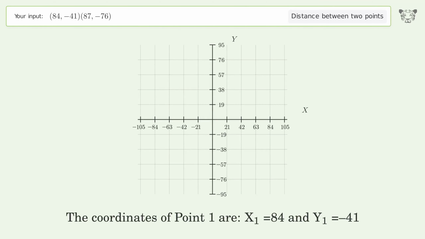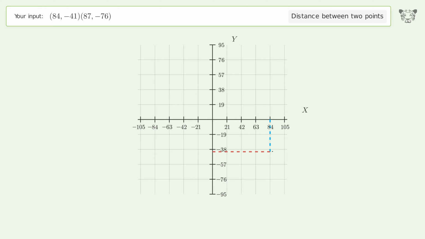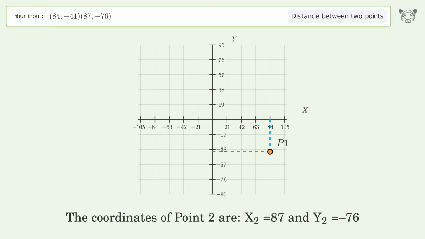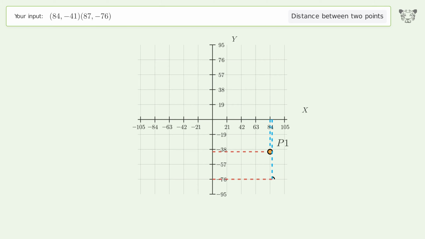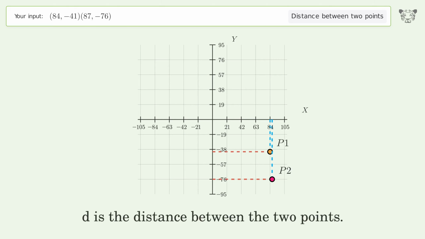The coordinates of point 1 are x1 equals 84 and y1 equals -41. The coordinates of point 2 are x2 equals 87 and y2 equals -76. D is the distance between the 2 points.